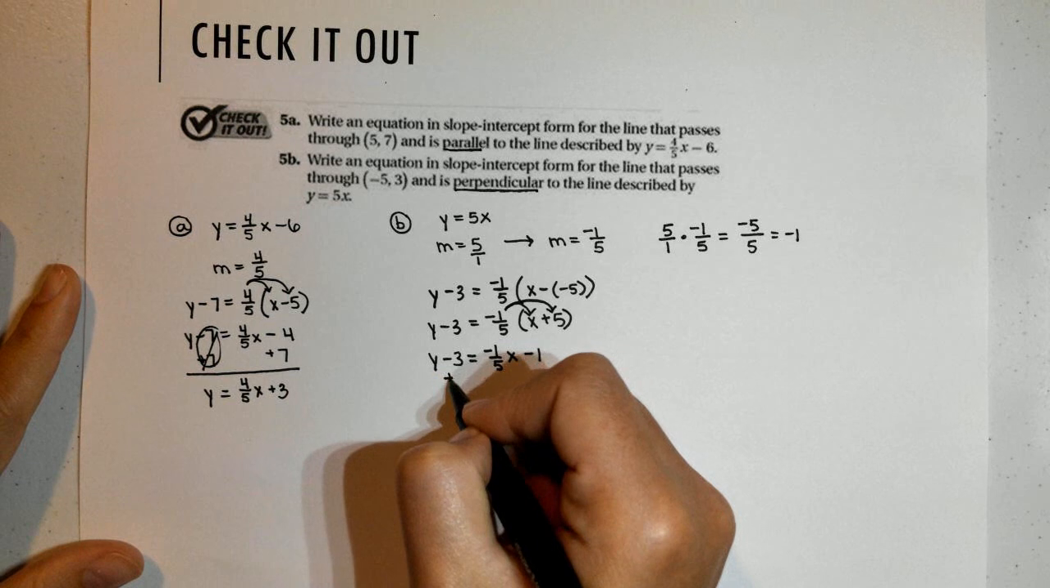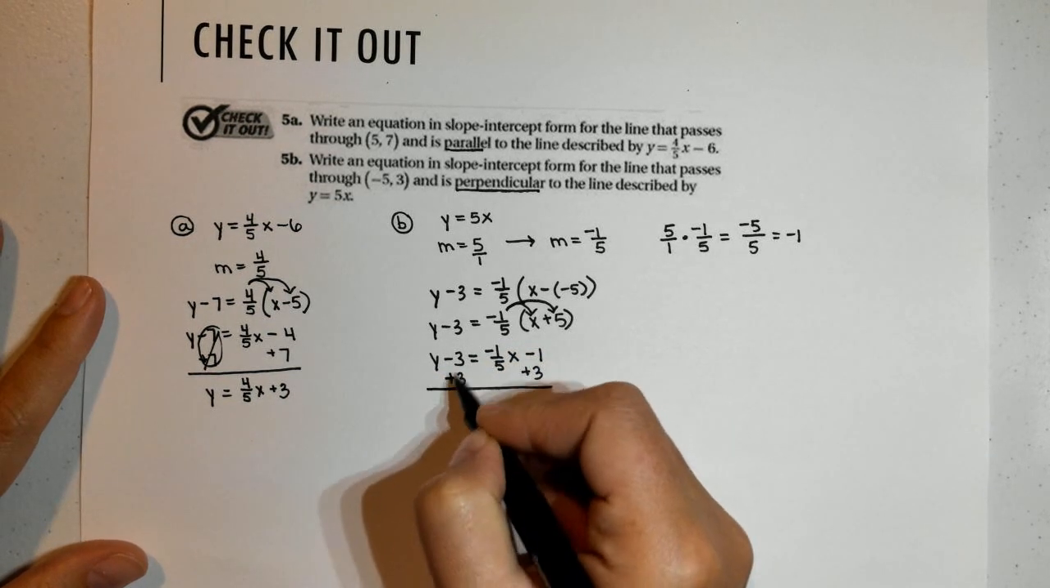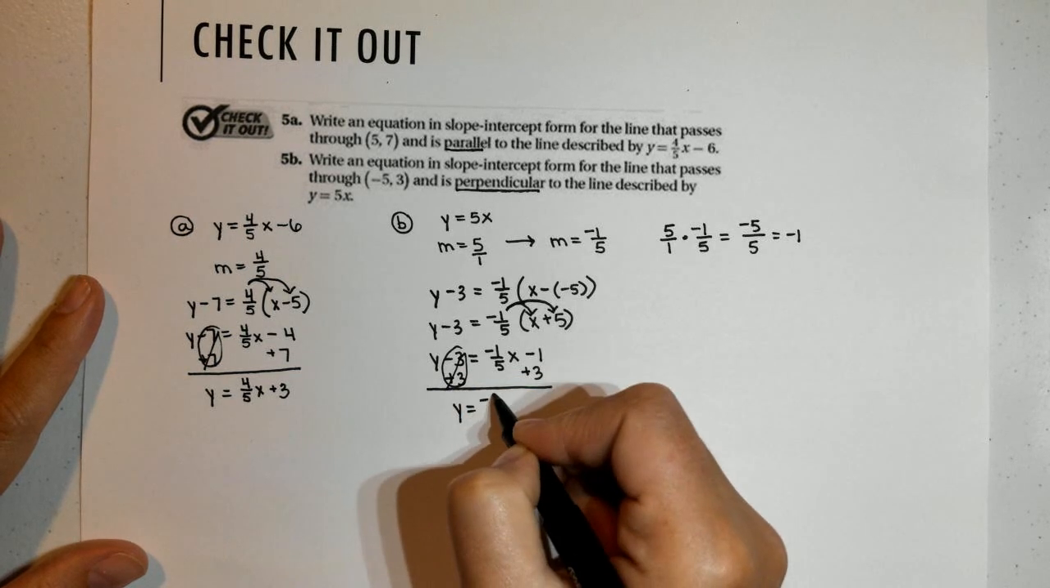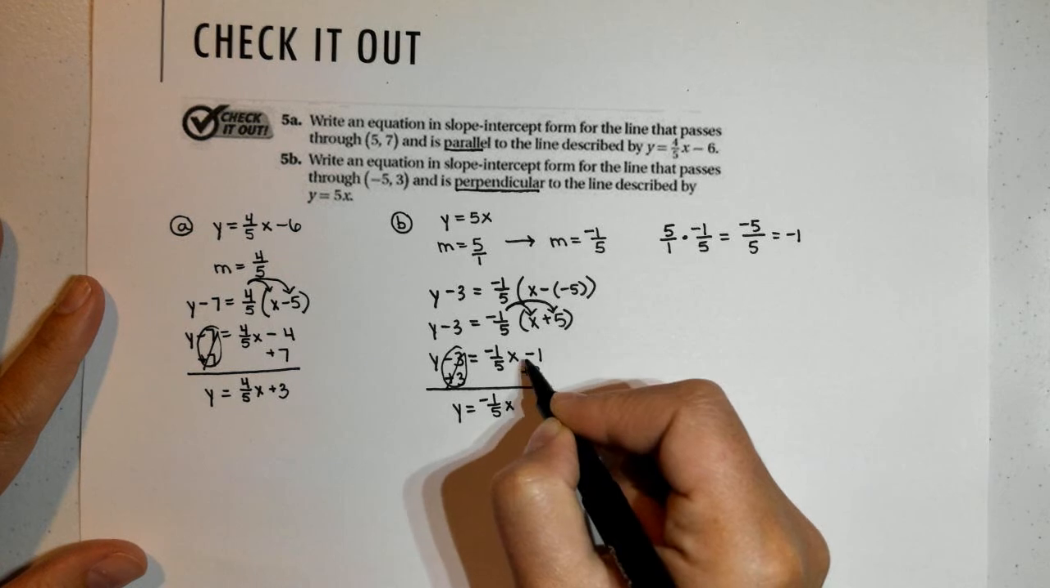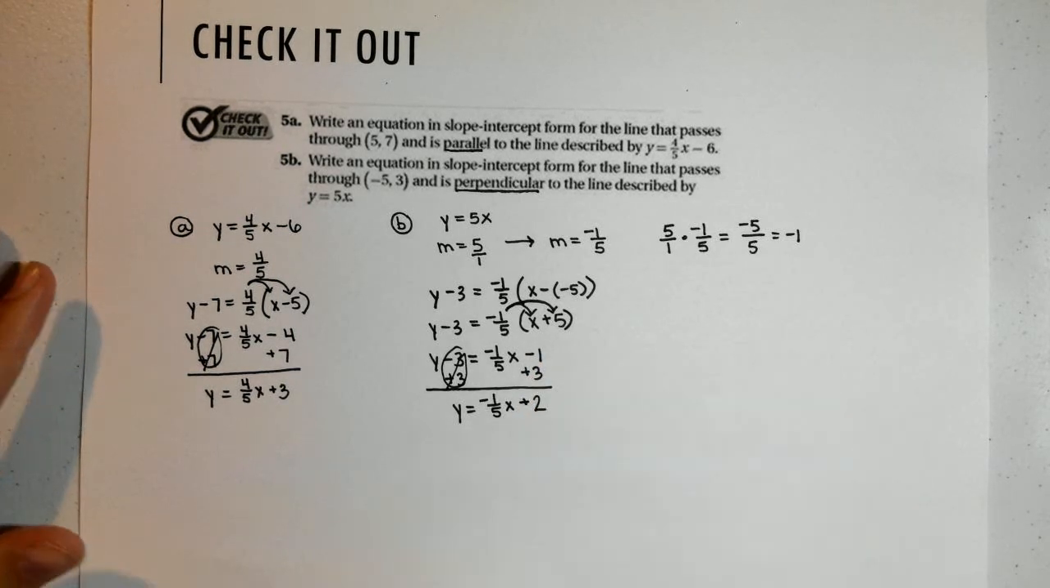Then from here, get y by itself, so add 3 to both sides. Minus 3 plus 3 gives me 0, so I'm left with y. And then I have negative 1/5 x, minus 1 or negative 1, plus 3 will give me a positive 2, so plus 2.